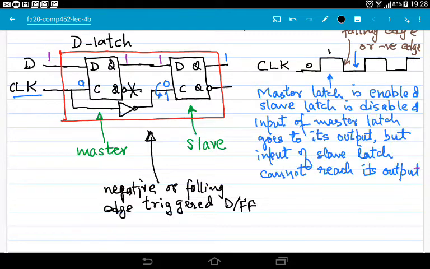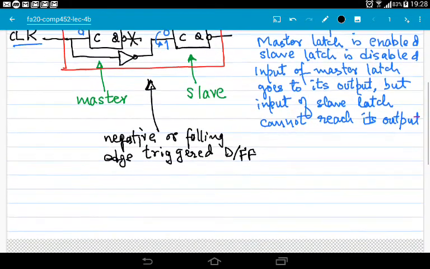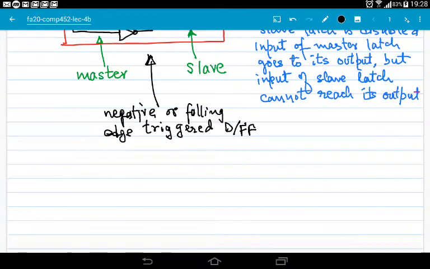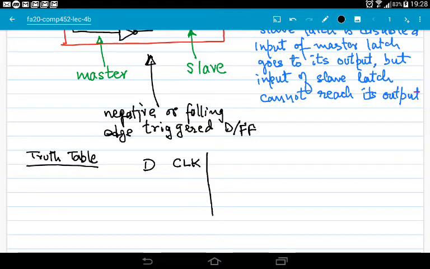Now let's draw the truth table of this negative edge triggered flip-flop. The truth table. We have D input, we have CLK input, and then we have Q output and Q bar output.